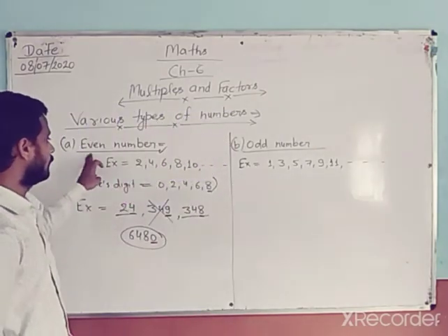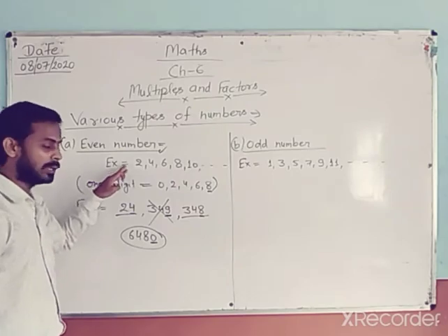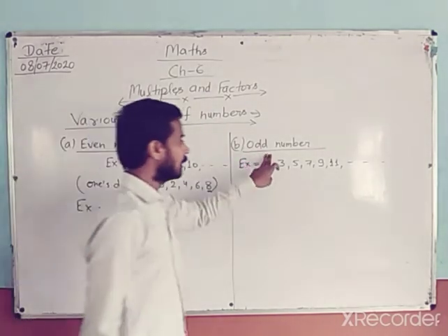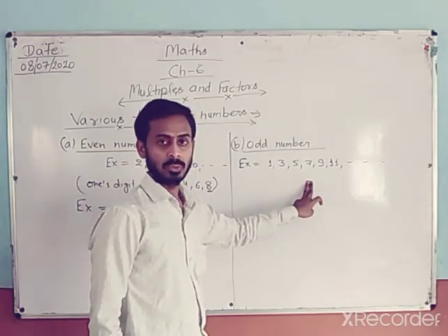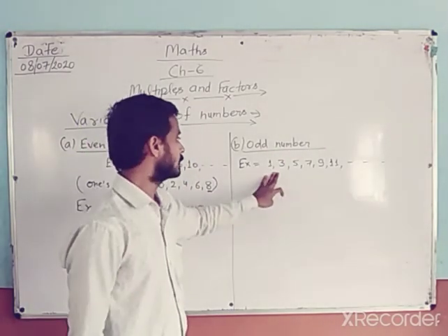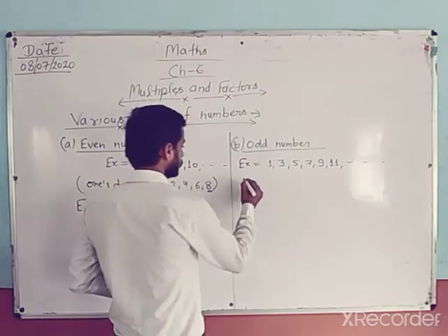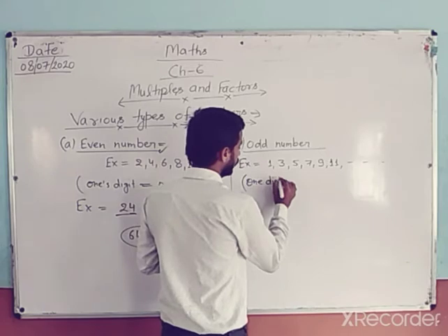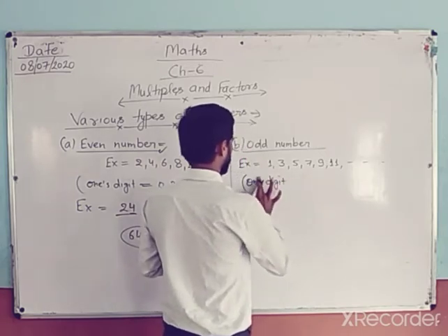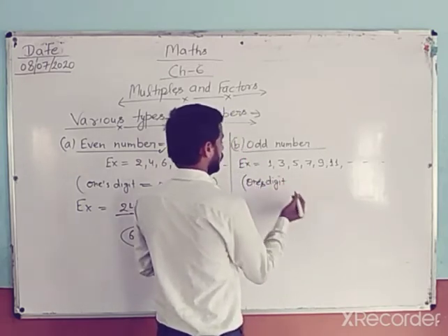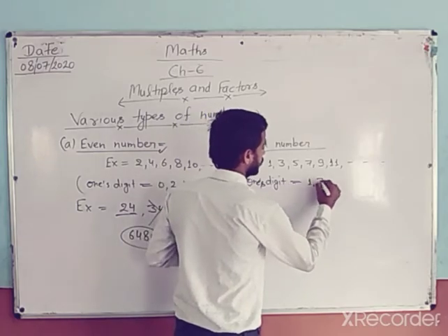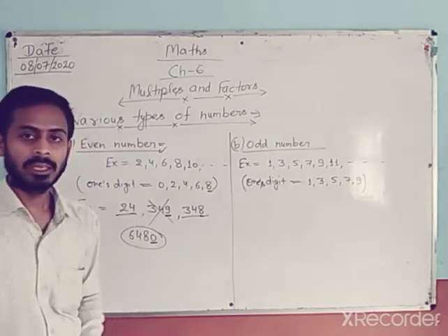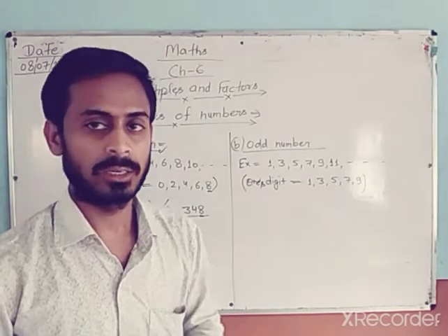Okay, that is why these are called odd numbers. Just opposite of even number. These numbers are completely divisible by 2. That is why they are called even number. The odd numbers are not divisible by 2 completely. That is why these are called odd numbers. See, in this, if the ones digit are 1, 3, 5, 7 or 9, then the numbers are called odd numbers.